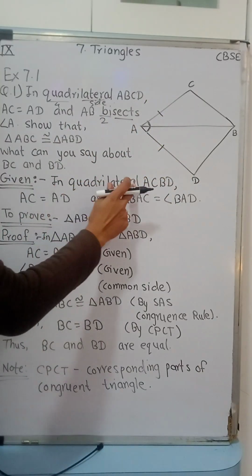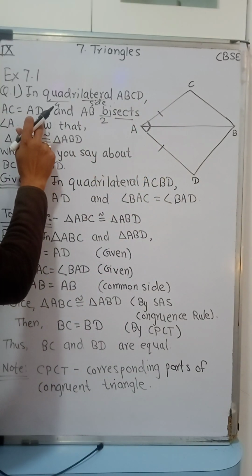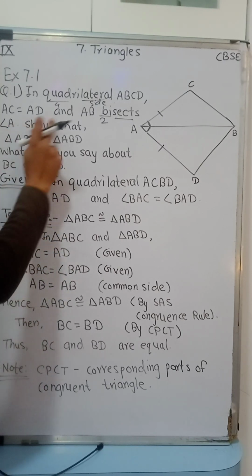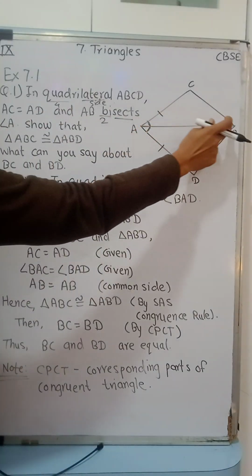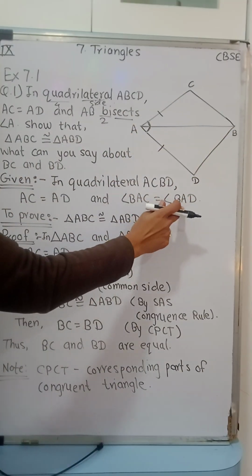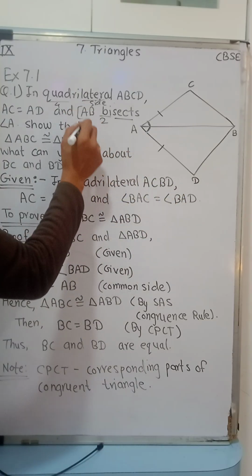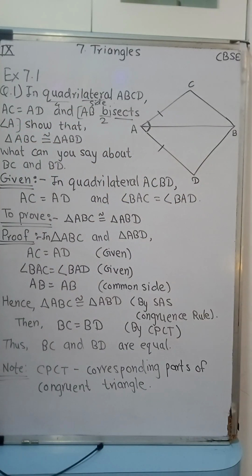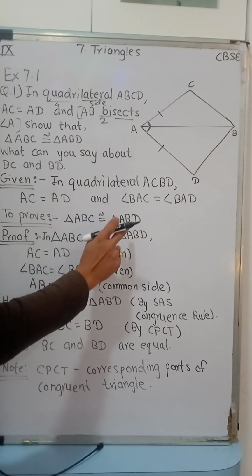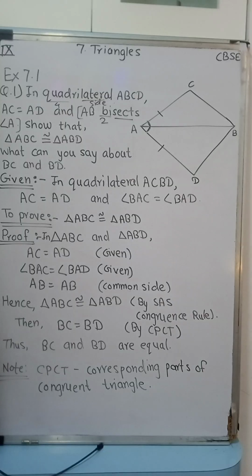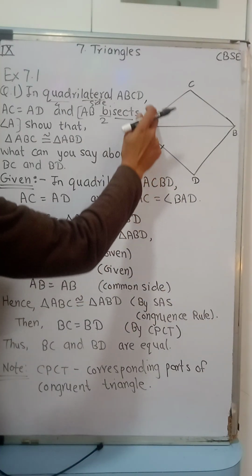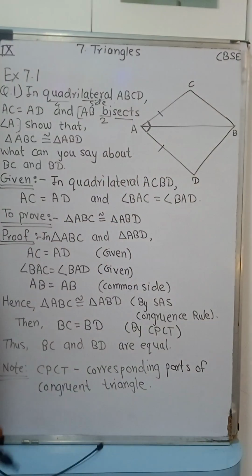So in quadrilateral ABCD, AC equals AD. This is the given thing. And AB bisects angle A, so angle BAC and angle BAD are equal. What we have used is that AB bisects angle A, and we have written it in the form of an equation, or in the form of an angle: angle BAC is the same as angle BAD. Now we have two sides and angles of the two triangles that are equal.